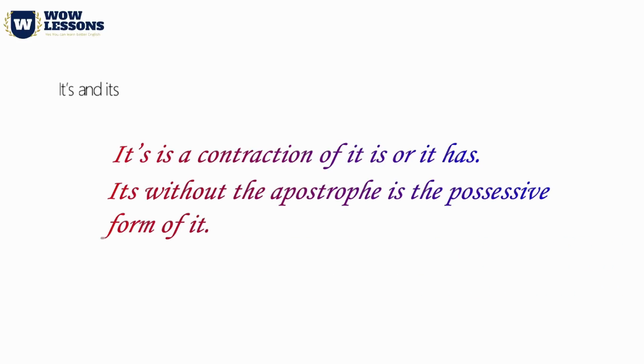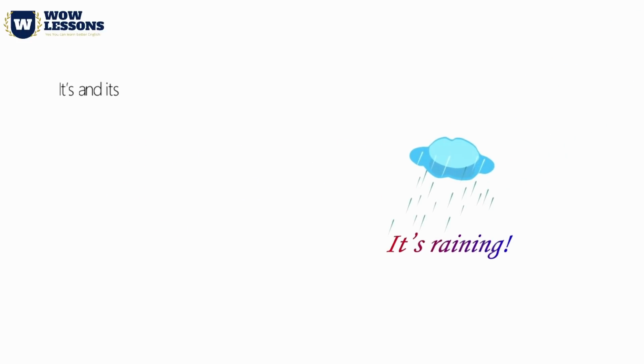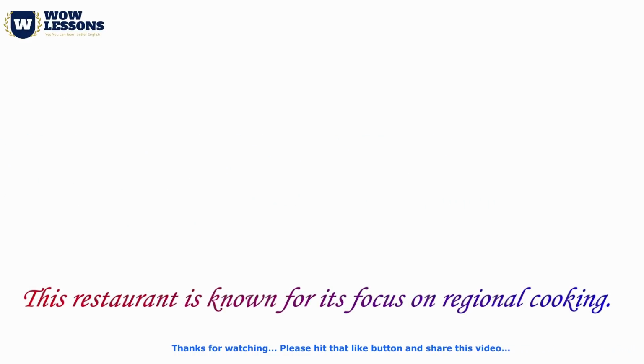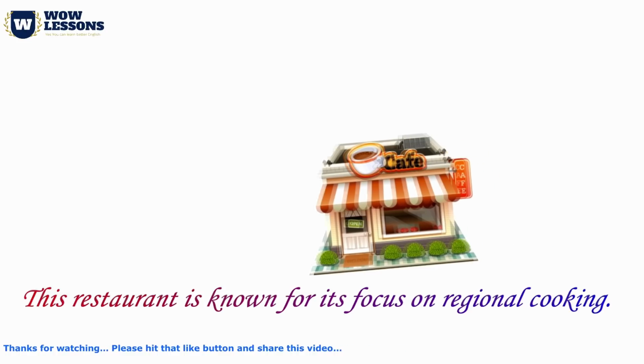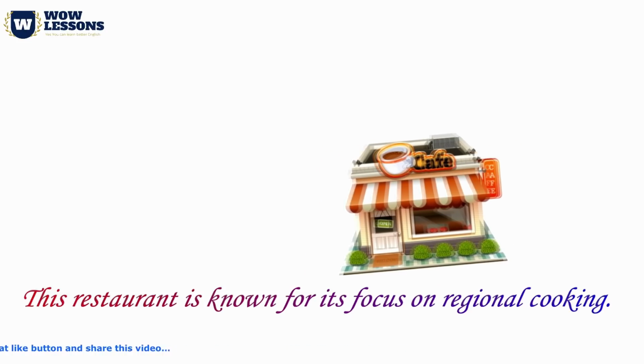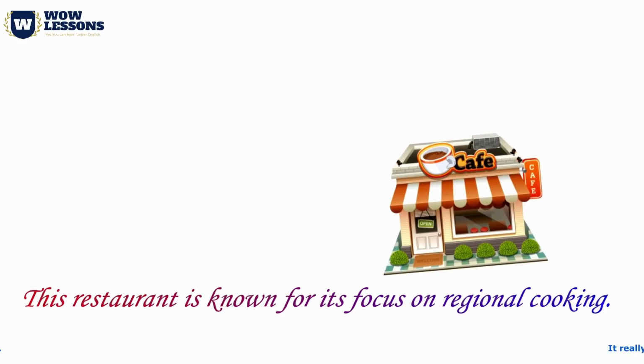The way you remember this, look at these sentences. It's raining. See this apostrophe in this sentence because it's a short form of it is. Now the way to remember its without apostrophe is, this restaurant is known for its focus on regional cooking. The phrase it is does not make sense in this sentence, which needs a possessive form, its.